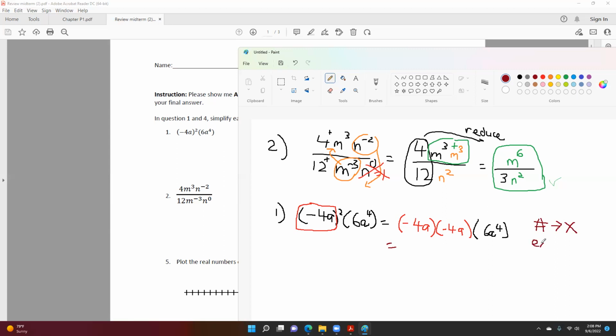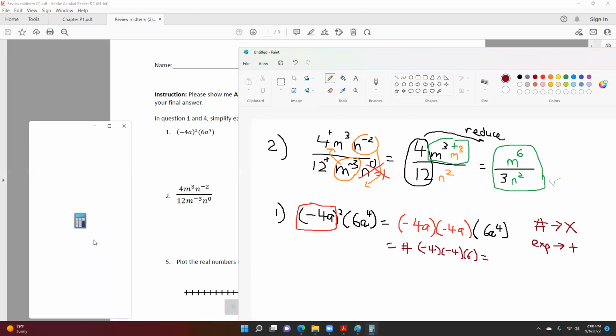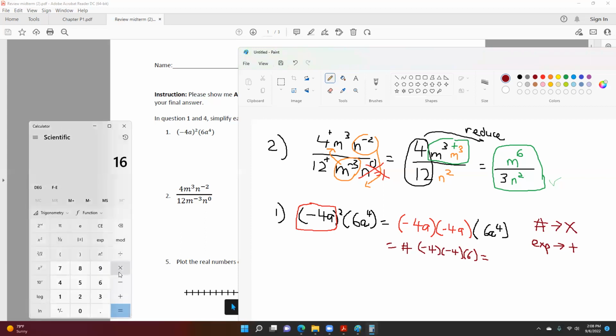For exponents, we will add them because they are multiplying. What we do with the numbers, we multiply. So you take negative 4 times negative 4 times 6. Those are the numbers, so we will multiply them. What is negative 4 times negative 4? That is positive 16. And what is positive 16 times 6? Let me use my calculator. 16 times 6 is 96. It'll be 96.